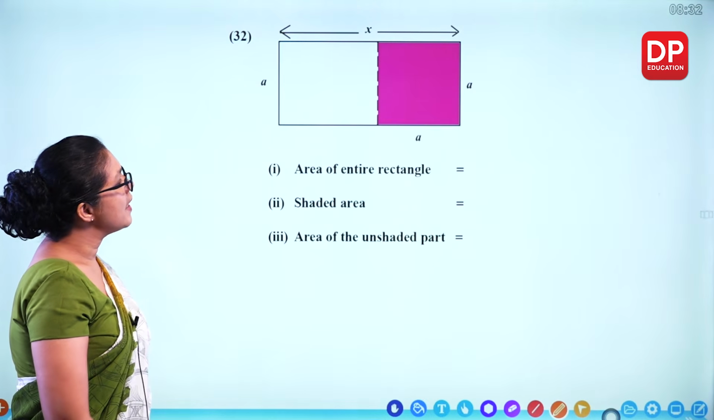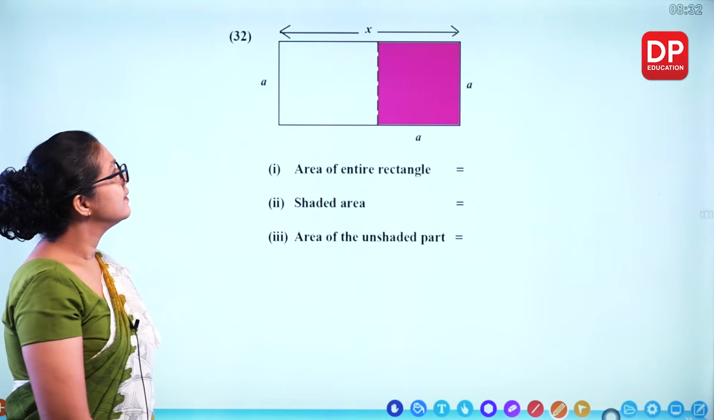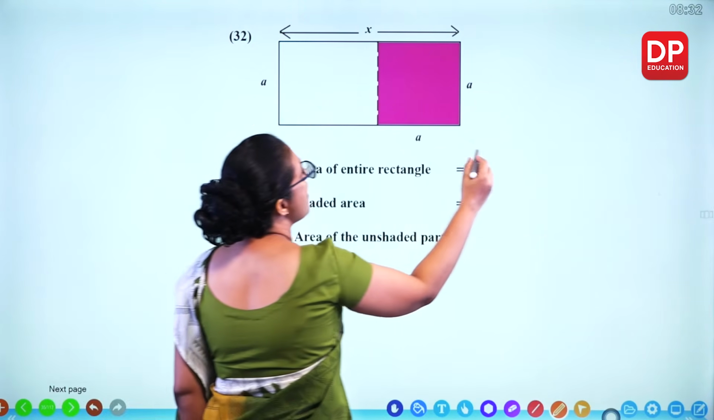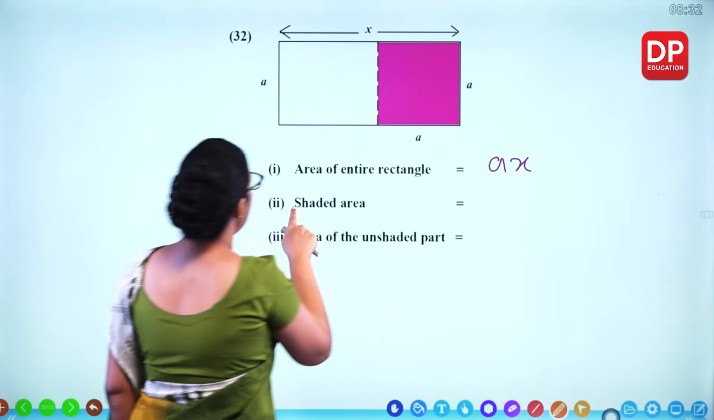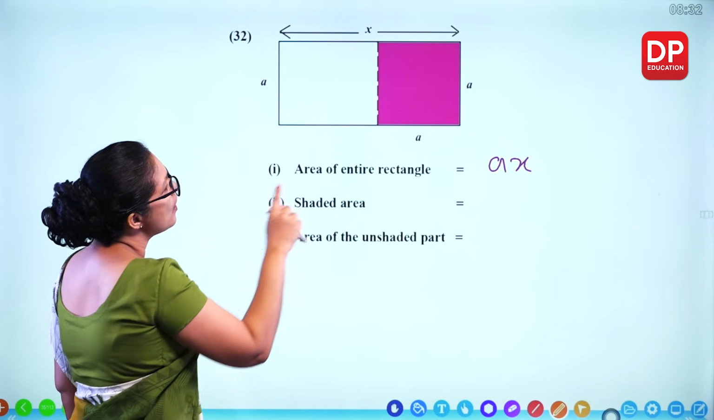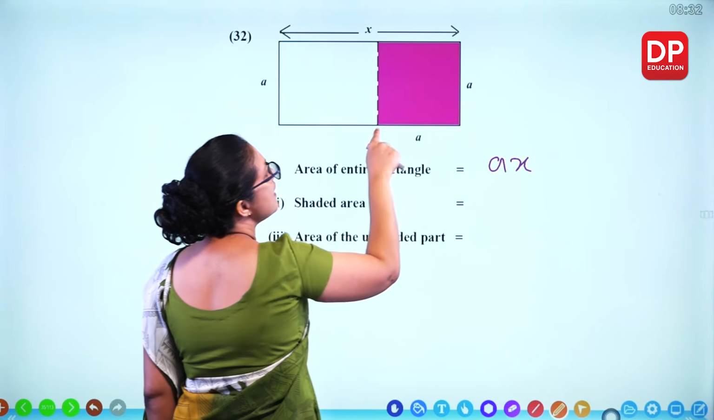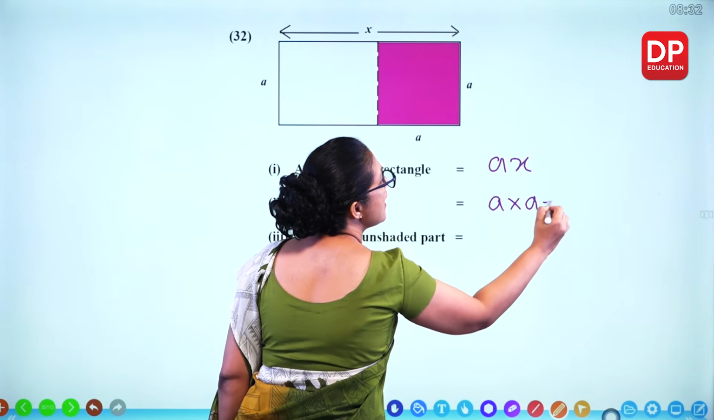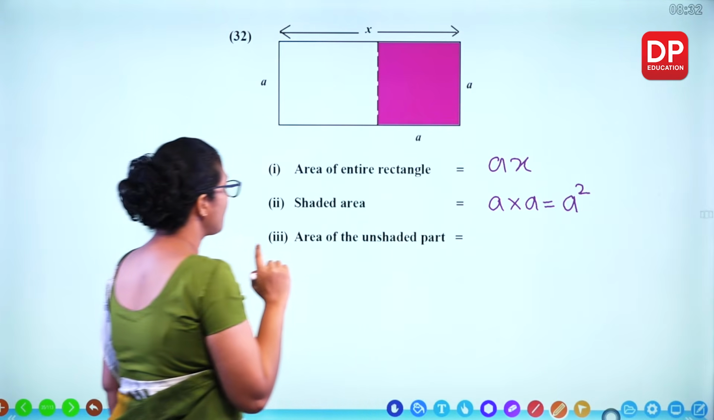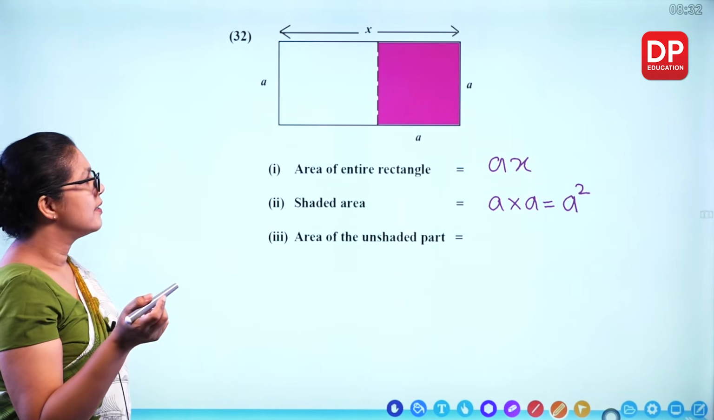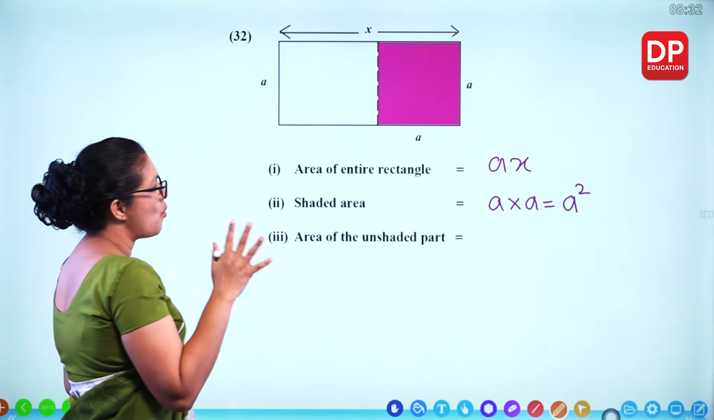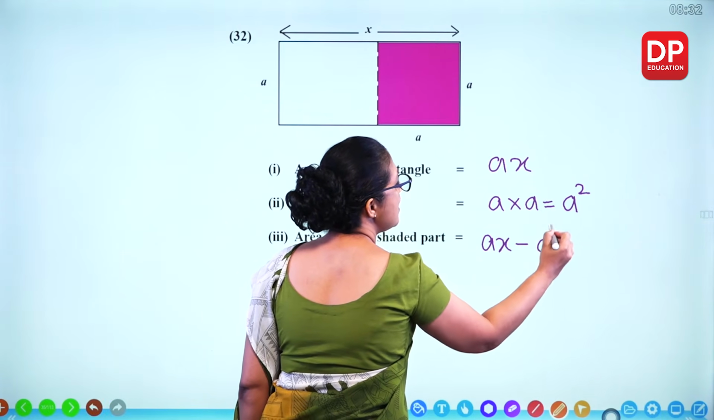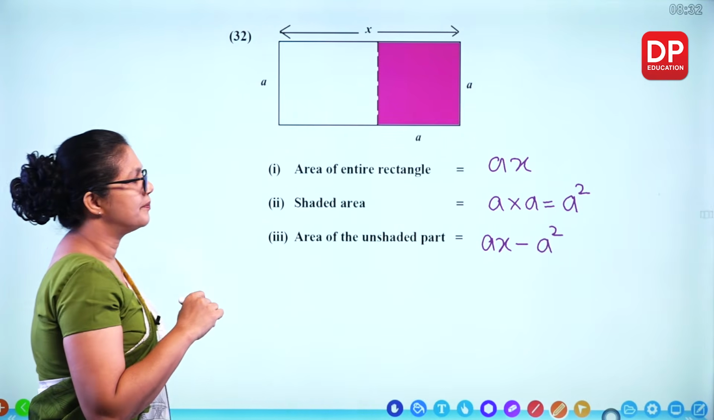Look at this diagram. Area of the entire rectangle. Length is x, width is a. So what's the area? a times x. Shaded area. Now, can you see this is a square with length a. a into a, or we can write a squared. Area of the unshaded part. So you have to subtract. Total area, that's ax, minus the shaded area, a squared.